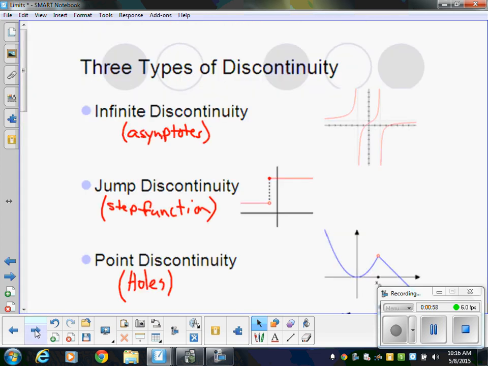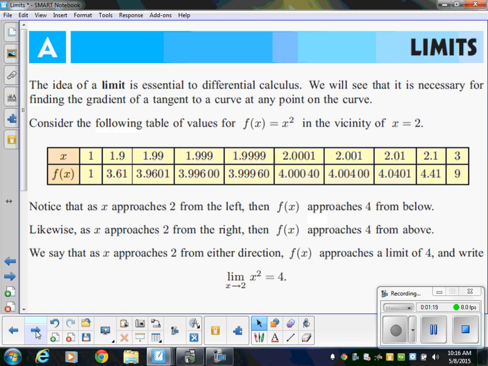There are different types of continuity. Discontinuity: infinite discontinuity has your asymptotes. Jump discontinuity is typically with your piecewise functions or step functions, and then point discontinuity will have holes. So it might be a situation where it's not an asymptote, but just a hole in the function. And we'll take a look at those as well. So on to limits.